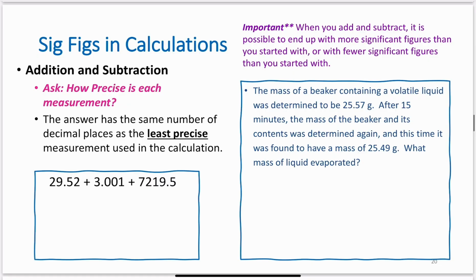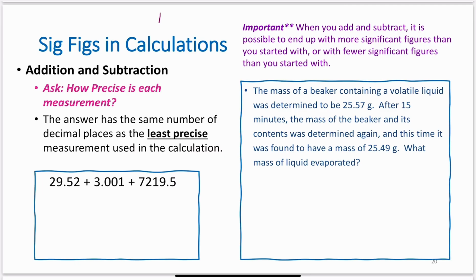What about when I'm doing sig figs and calculations? Students struggle with the addition-subtraction rule specifically. We ask ourselves, when you're doing addition-subtraction, you need to ask yourself, how precise is each measurement? Is it precise to the tenths place, meaning the first decimal place? Is it precise to the hundredths place, which is the second decimal place? Is it precise to the thousandths place, which is 3 spots after the decimal place?